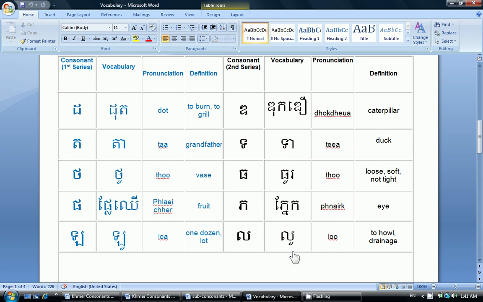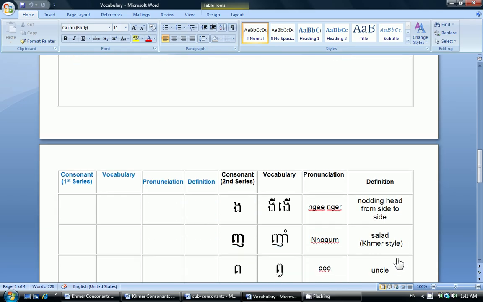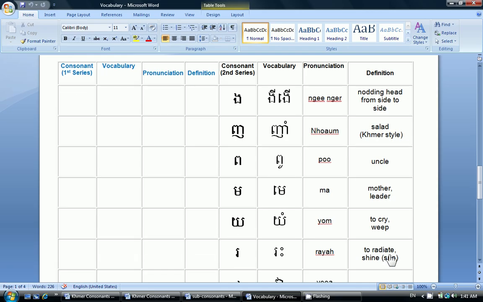Now law is the second series consonant, so o becomes u. Law is ulu, which means to howl or drainage. Now the remaining consonants do not have their counterpart. We'll learn in a future lesson how to create their counterparts.